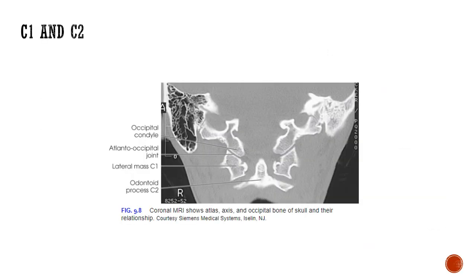And here's C1 and C2. You can see the lateral mass of C1 over here, and here's the other one. And here's the odontoid process, which is the conical process that's from the body of C2.